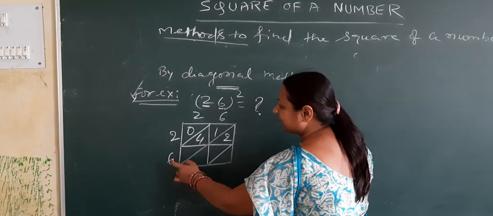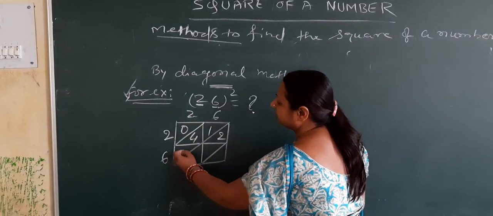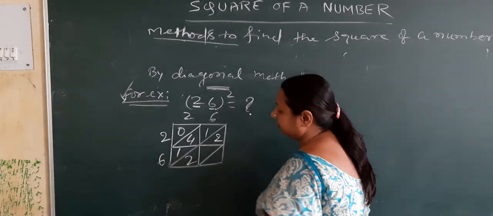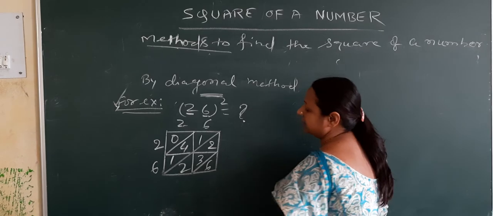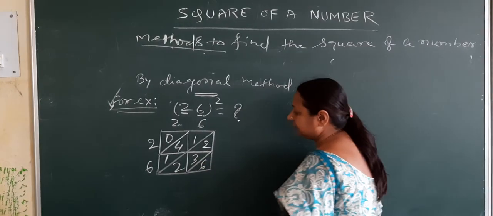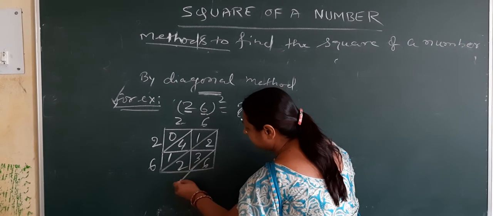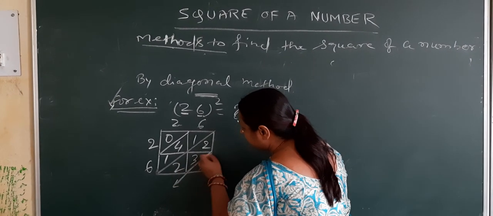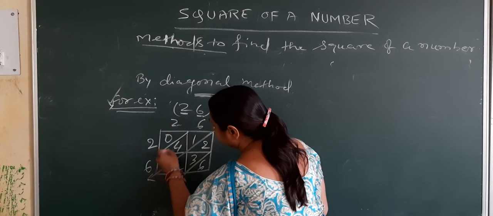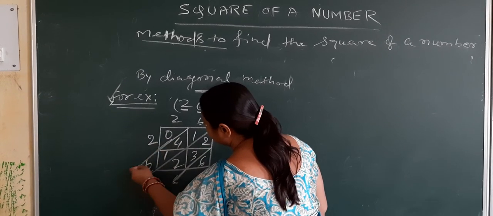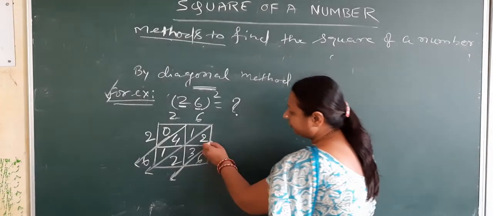Now we multiply second row, first column. 6 into 2, 12. And 6 into 6, 36. Now every triangle is filled with a number. Now add the diagonals. So add the first one.